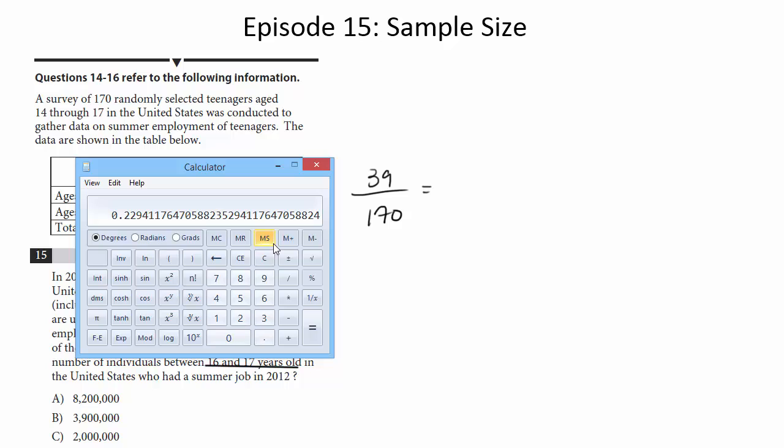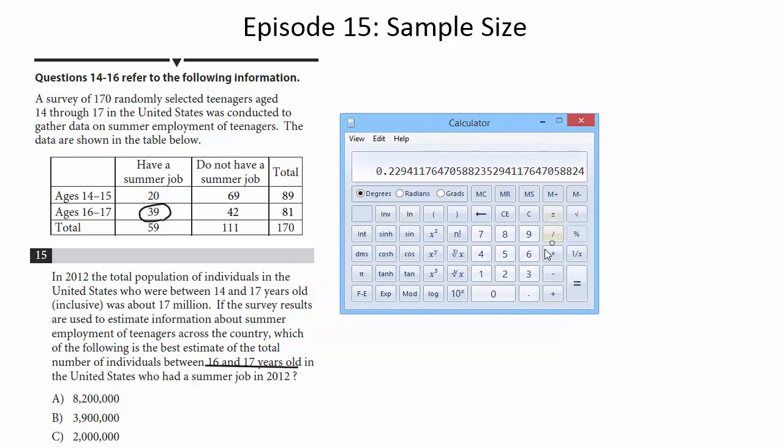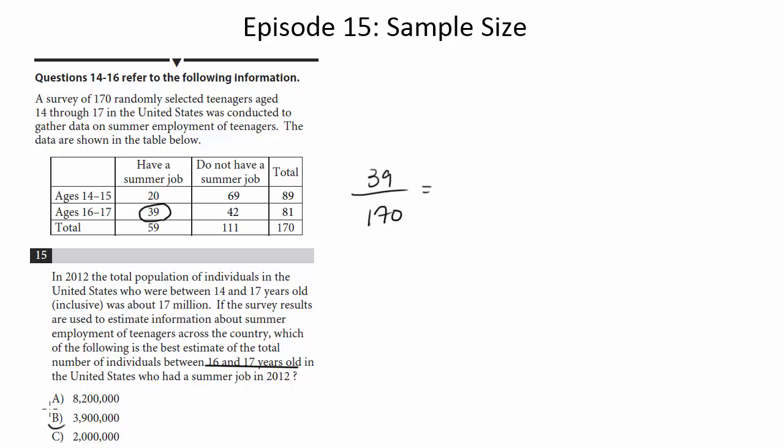It's 0.229, so 22.9%. Now again, since 22.9% of our sample are 16 and 17 year olds with a job, we can assume, since this is allegedly a well-done study, that we can apply that percent to the population as a whole. So since we've got 17 million, we can just go ahead and multiply this by 17 million. And we get 3.9 million, which is choice B.